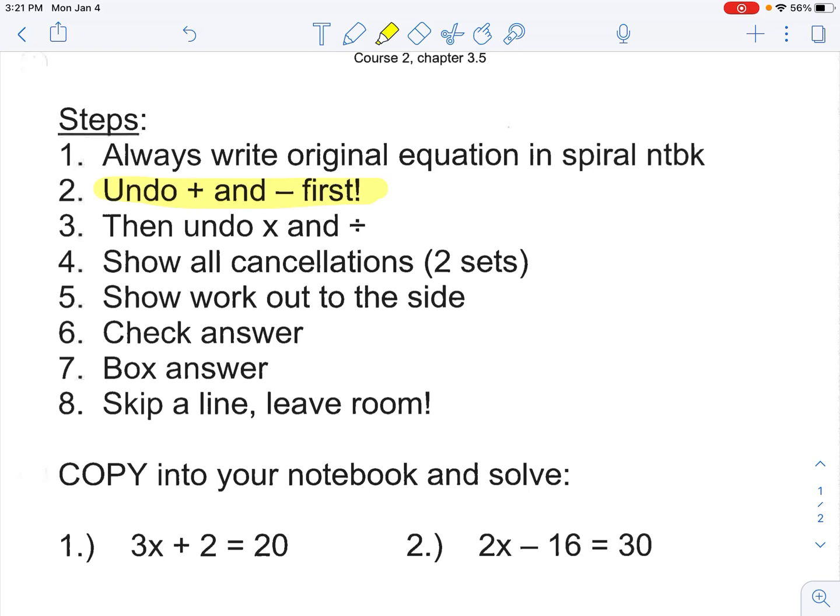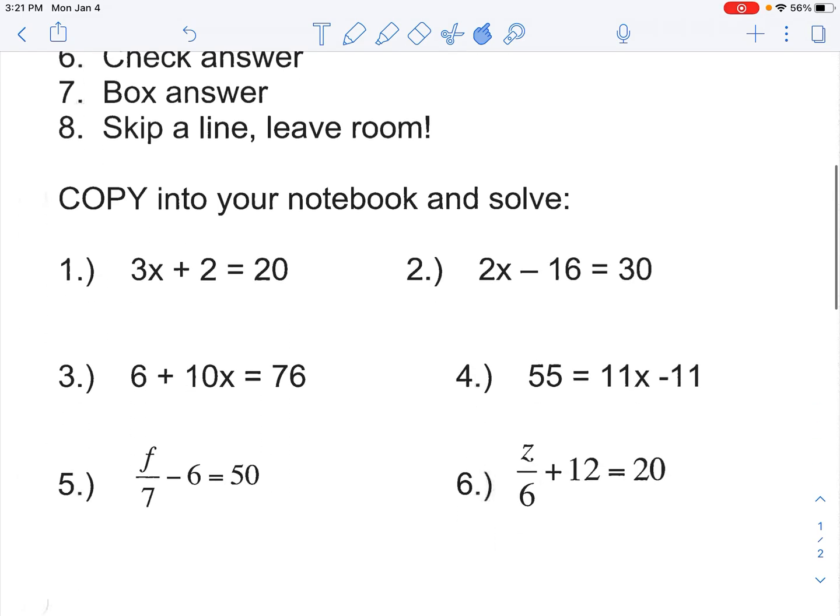So always write the original equation in your notebook, undo the adding and subtracting first, then undo the multiplying and dividing, show all cancellations. So this time we'll have two sets of cancellations. Make sure if it's a three-digit number, a decimal, or a fraction that you show your work out to the side. Check your solution, box your answer, and skip a line. Always leave yourself plenty of room so you're not going to make silly errors.